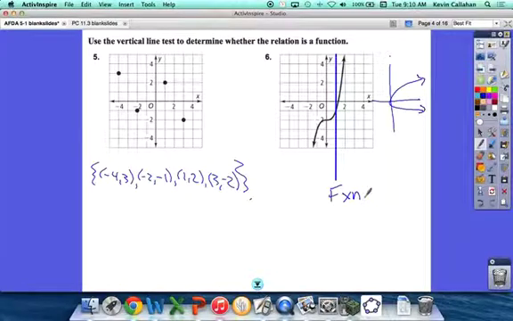Well, again, here's the 4 points. Did they repeat any x values? No. Every one of these is on its own vertical line, right there, there, there, right? So, no, there's only one value on each vertical line. So that is a function. This is a function.